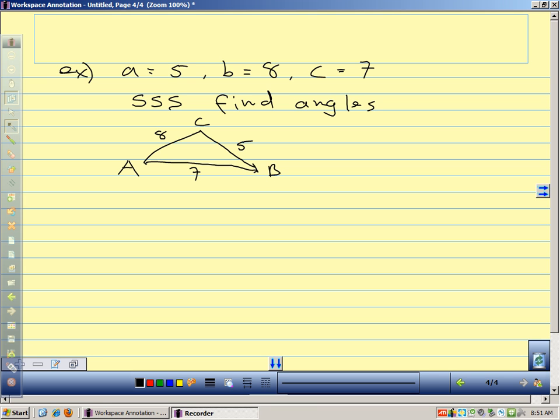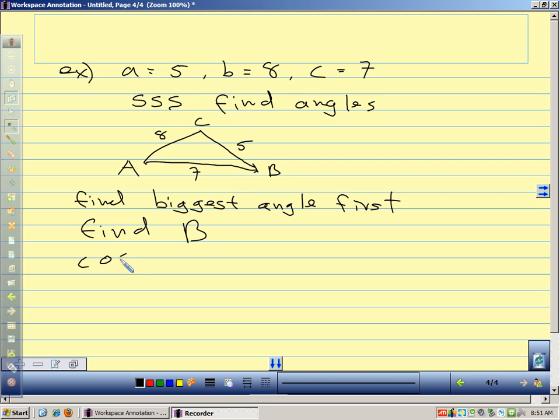Now on the side, side, side combination, we want to find the biggest angle first. The biggest angle is opposite the largest side. So the biggest angle is going to be angle B. We're going to find that one first, so we're going to plug into our formula.